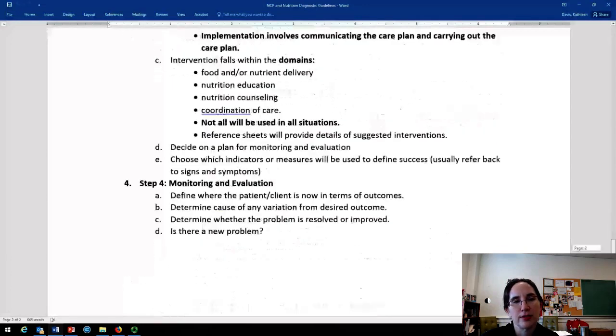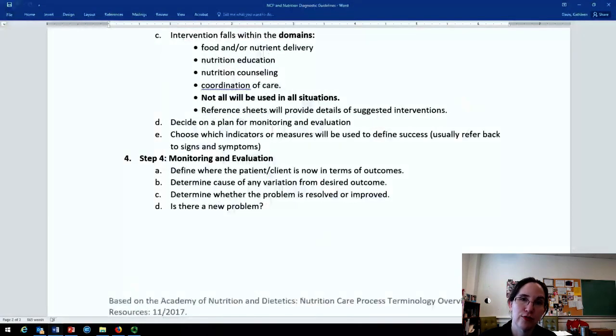The last step in the nutrition care process is the actual follow-up, where we go back and monitor that patient hopefully on the prescribed schedule, and determine if their signs and symptoms have improved, where they are in terms of the expected outcome, if they aren't meeting their outcome, why not, whether their problem has been resolved, and maybe whether they have a new problem.